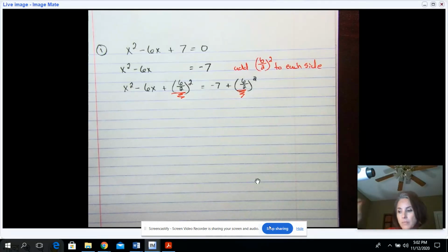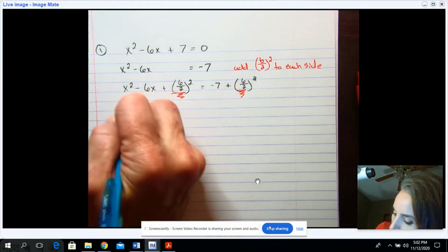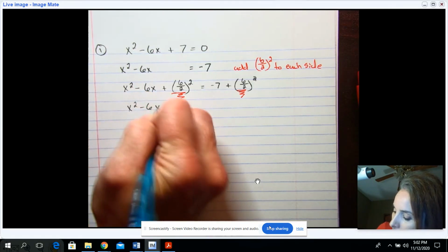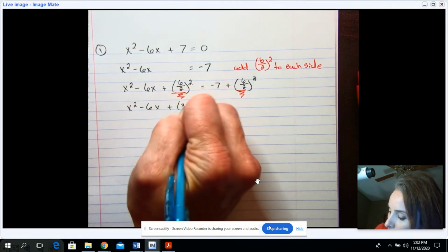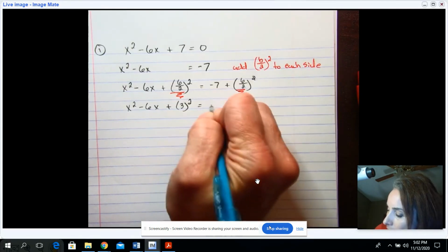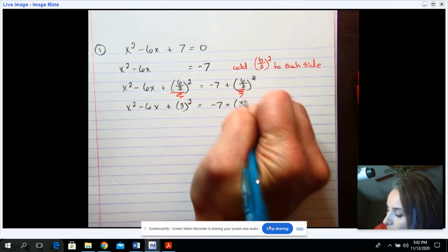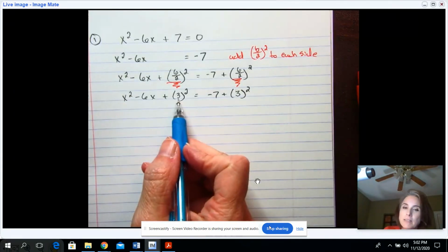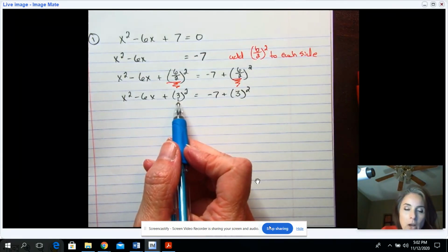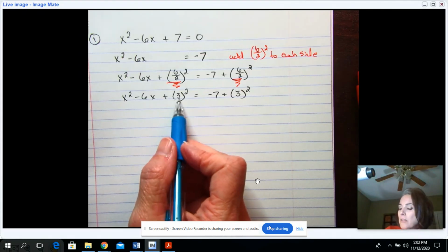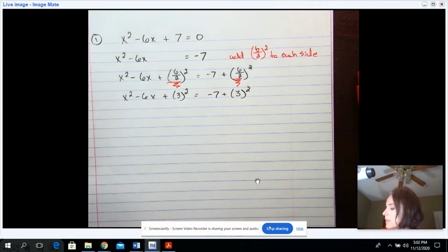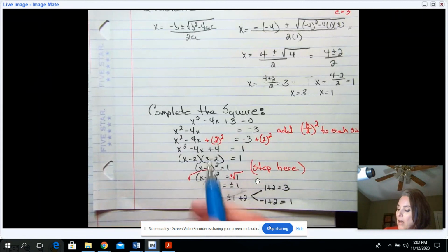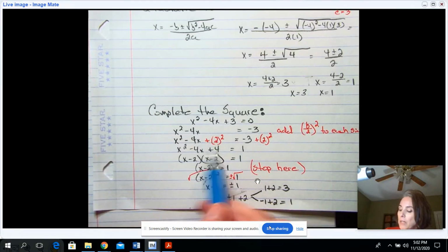And that's what we did. All right, so here's what you have. You have x squared minus 6x, and watch, I just want you to write it like this, plus 3 squared. And then you have negative 7 plus 3 squared. The reason I want you to write it like this is because that's going to give you what you need, rather than actually figuring out what factors of 9 give you a negative 6, rather than actually figuring out what factors of 4 give you a negative 4. What's in the parentheses is all you need.